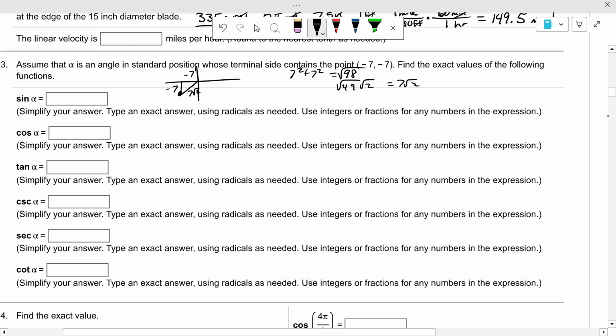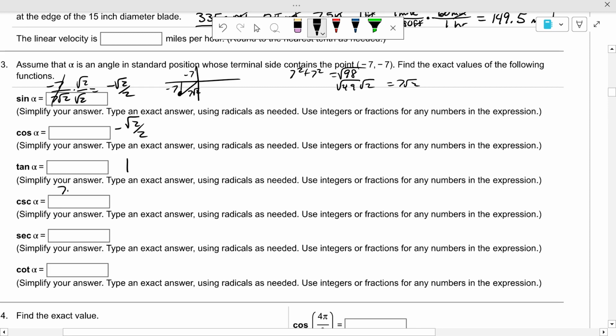So to find the sine, it's opposite over hypotenuse, which is -7 over 7 square root of 2. The 7's cancel, multiply top and bottom by square root of 2. So it's negative square root of 2 over 2. Cosine, same thing. Negative square root of 2 over 2. Because you start out with -7 over 7 square root of 2. Tangent, -7 divided by -7 is +1.